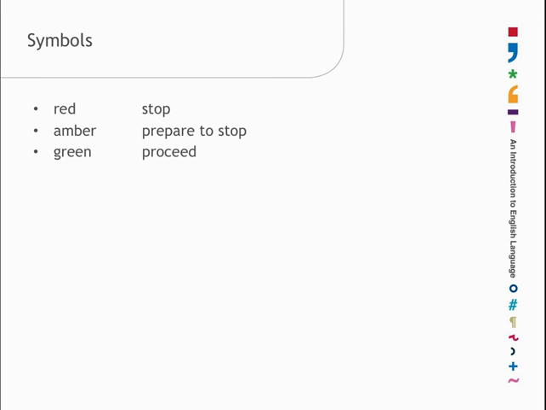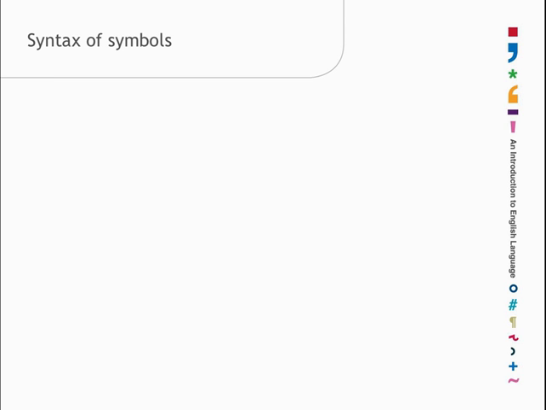Well, do these lights have a syntax? Yes, they do. First of all, they're in a linear order, one below the other, the red light at the top and the amber light in the middle and the green light below. So that's some kind of syntax. But the more important syntax is the lights show, in most countries, one at a time. So there's a sequence. You get the red light, followed by the green light, followed by the amber light, and then the whole thing starts all over again.